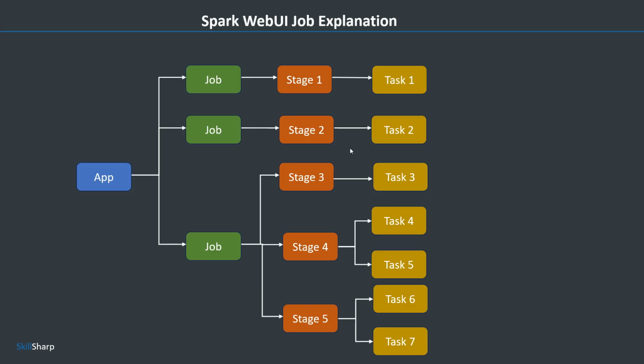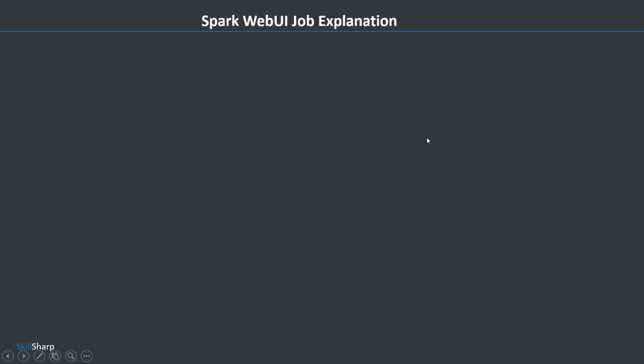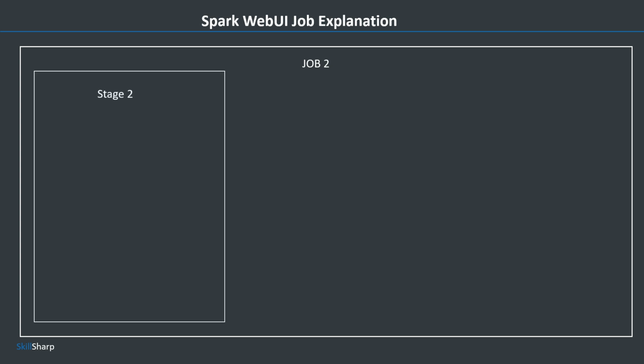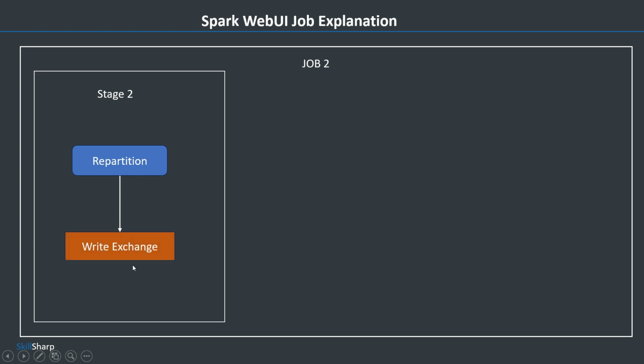So let's see how it exactly works. I will show you what job 2 means. It's indexed like job 0, job 1, and job 2, so actually this is the third job. So how does it work for this job? Stage 2 is created. Stage 2 reads the data from the previous read data frame and repartitions it into two different partitions, and it stores the data in the write exchange.